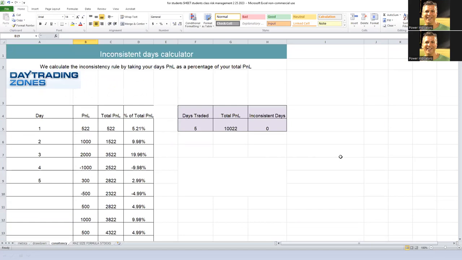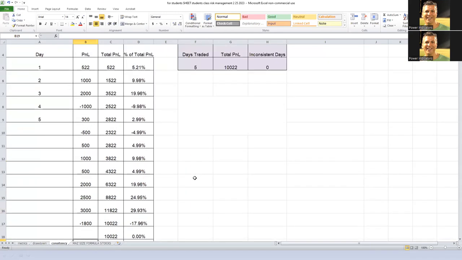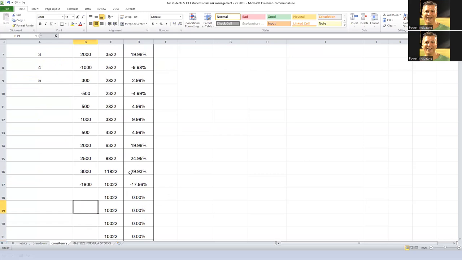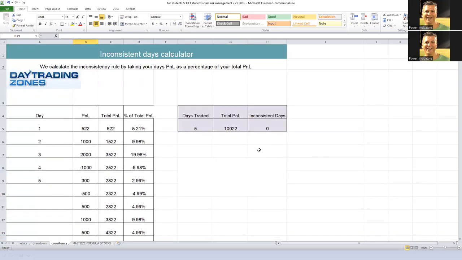It took me into the funded trading account program because I've proven that I am the type of trader whose losses and wins are consistent. No one day represents more than 30% of my total profit. Interesting, everybody? Yes or no? So that, what it does, it forces you to be a consistent trader.